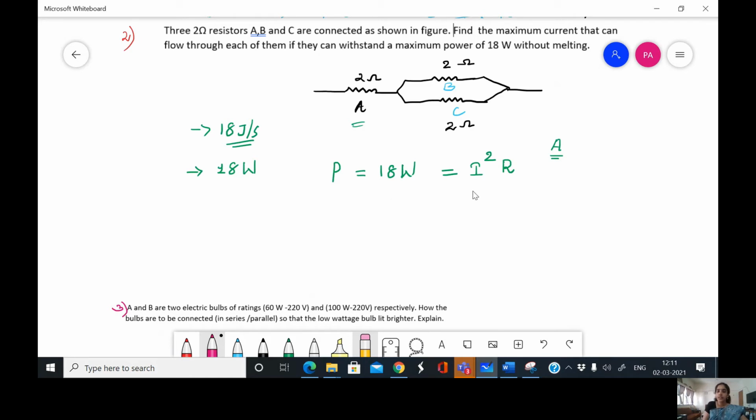Okay. So here I write 18 equal to I squared into the resistance of the bulb, which is 2 ohm. So I get I squared is equal to 9. So I is equal to 3 ampere. So what is the meaning? Each resistor can tolerate a maximum of how much current? 3 ampere current can be tolerated by all of them.